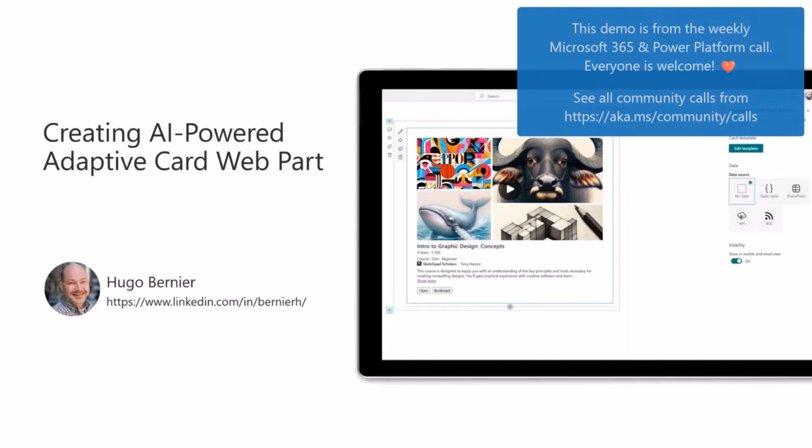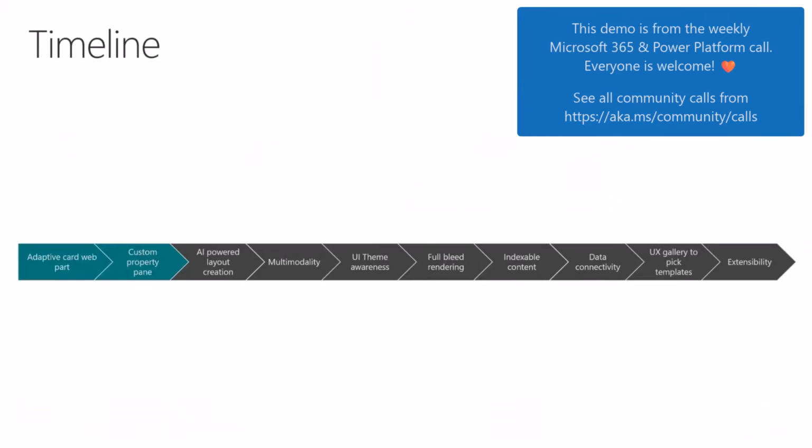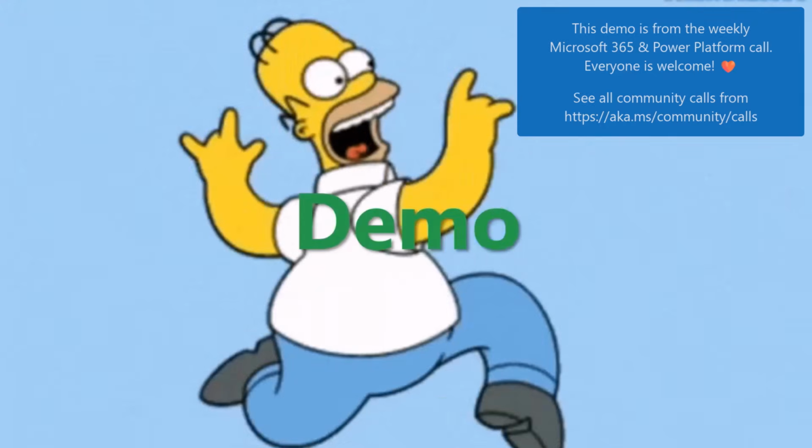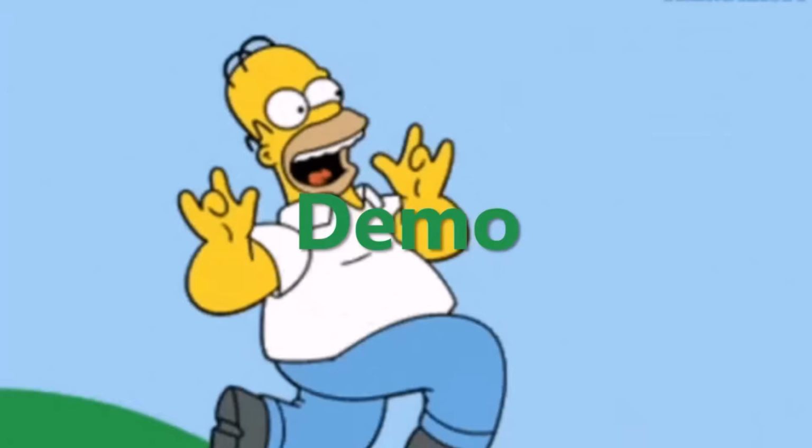Today, we're talking about creating an AI-powered adaptive card web part. This is part of a series that we are putting together. We've introduced the adaptive card web part in the previous calls. Now, today, we're going to talk to you about our custom property pane right here. So let's go to a demo.